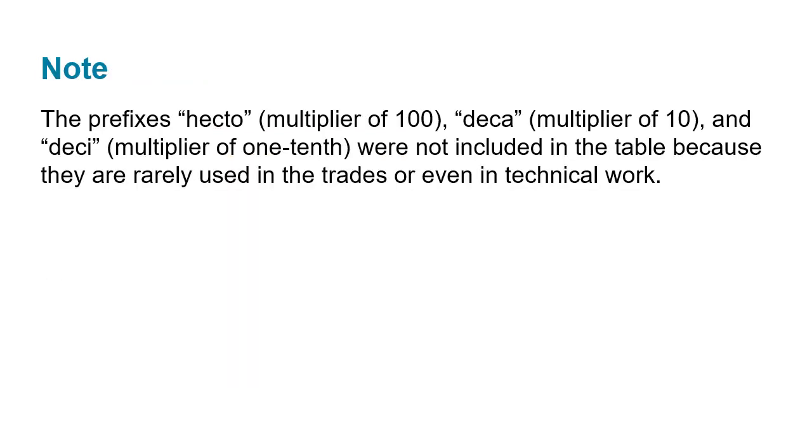And here are some of those that are kind of left out of that table. Hecto is 100 and deca is 10, and then deci is 1/10. And those are really the only three that are left out, but they're left out because they're very rarely used.